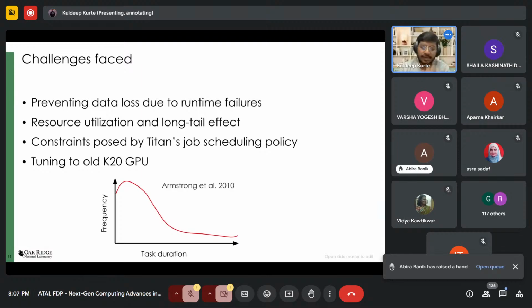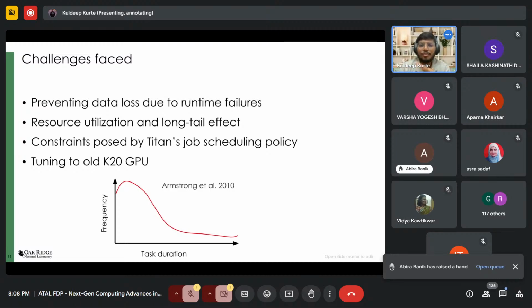Every time we have to use this shared HPC system and do computation on large data, we need to make sure there is no data loss, because that job won't be finished in say 5 or 10 minutes. It will be running for several hours, sometimes for several days also. So you don't want to lose the processed data.